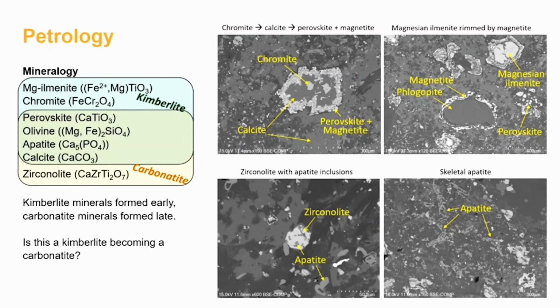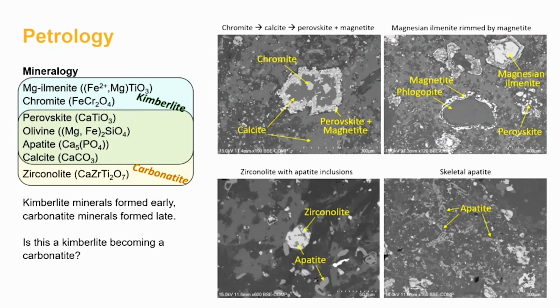These are backscattered electron images taken using a scanning electron microscope. And from these, we identified a spectrum of mineralogy ranging from your characteristic kimberlite minerals all the way through to minerals that are more commonly associated with carbonatites.